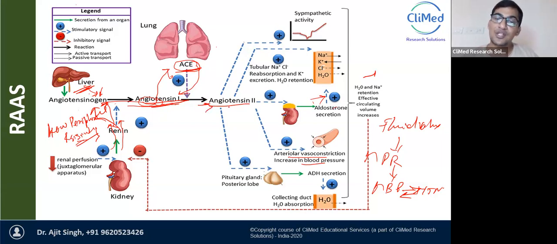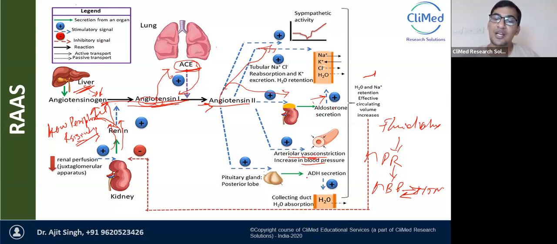Angiotensin 2 goes to different systems of the body, like the sympathetic nervous system, and it increases the sympathetic activity. It goes to the aldosterone and increases aldosterone secretion, and aldosterone again causes sodium and water retention. And angiotensin 2 goes to every vessel and causes vasoconstriction, raising the peripheral resistance.